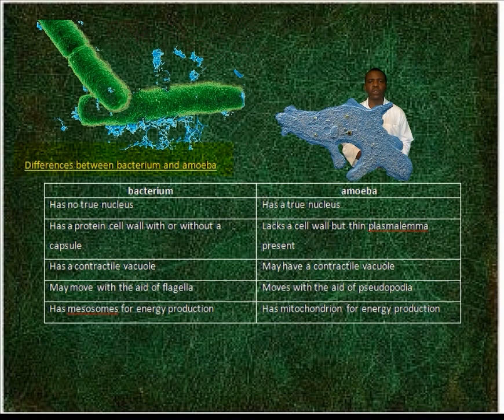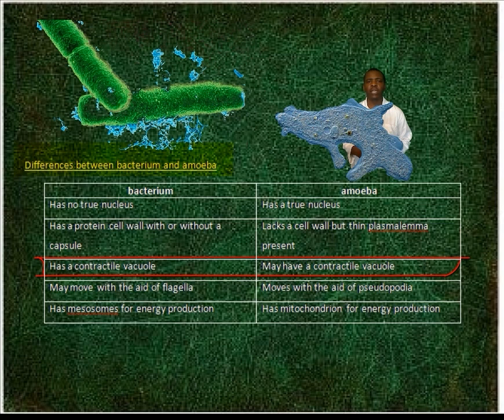Differences between bacterium and amoeba. Bacterium has no true nucleus, while amoeba has a true nucleus. Bacterium has a protein cell wall with or without capsule, while amoeba lacks a cell wall but has a thin plasma membrane.